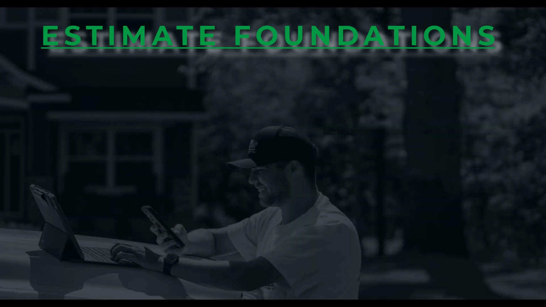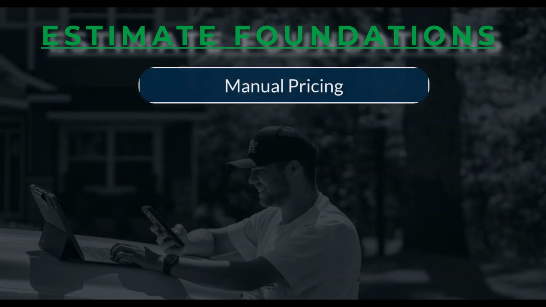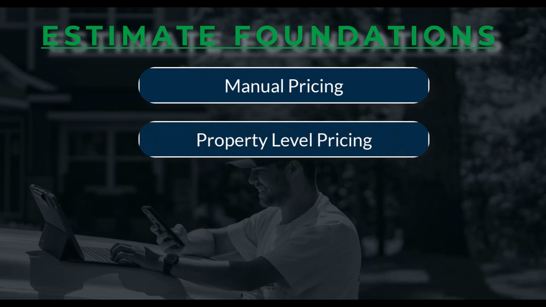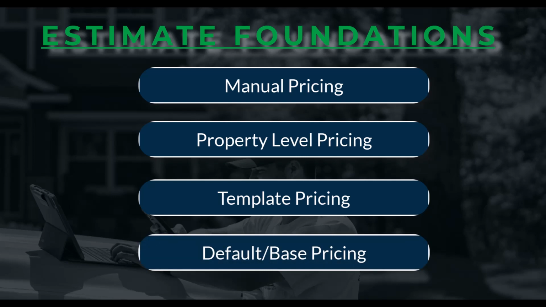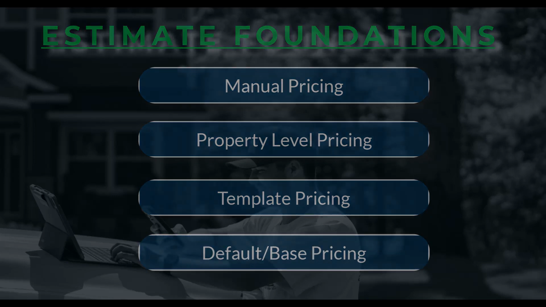Note: an estimate will first look for manual pricing set for a work-to-do. If there is no manual pricing, it will look for property level pricing. If there is no property level pricing, the estimate will look for template pricing. If there is no template pricing, the work-to-do default base pricing will stand.